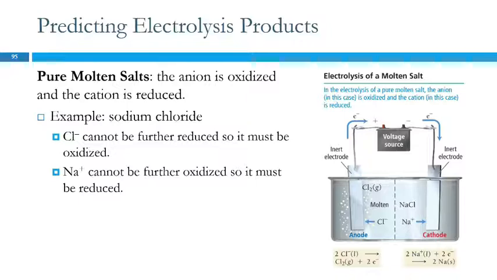So, predicting electrolysis products, it's not as simple as it might seem. If we're doing pure molten salts, then things are easy. The anion gets oxidized, the cation gets reduced, because those are the only things present. There's nothing else there. So if you've got molten sodium chloride, the chloride is already reduced. It can't be reduced anymore, so that's what gets oxidized. The sodium can't be further oxidized, so it's reduced.